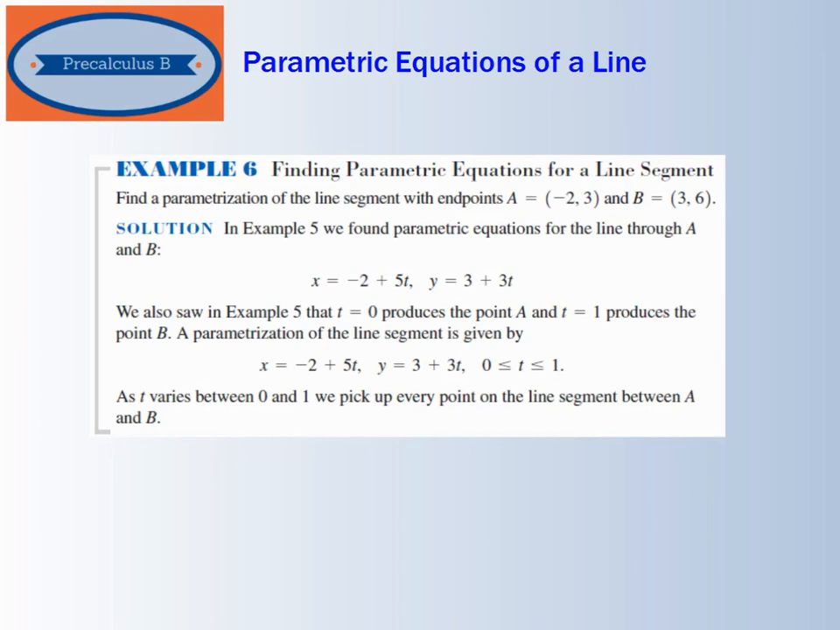Now, if you didn't know that right off the bat, we could figure it out by asking, if we plug in negative 2, 3 for x and y, what is our value for t? When we plug in 3, 6, what is our value for t? And that's how we would have found the range of values that we needed along that line segment.